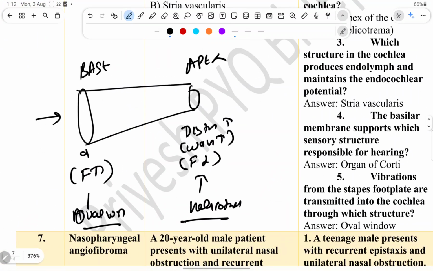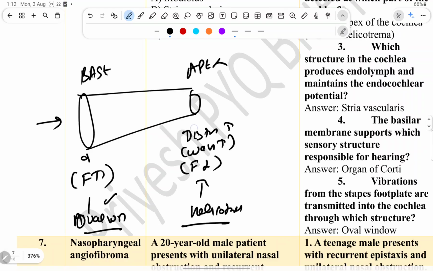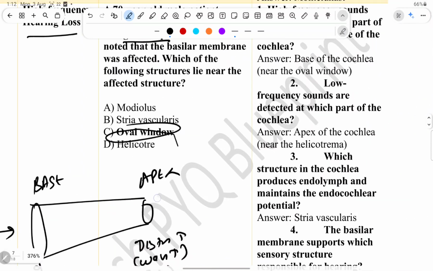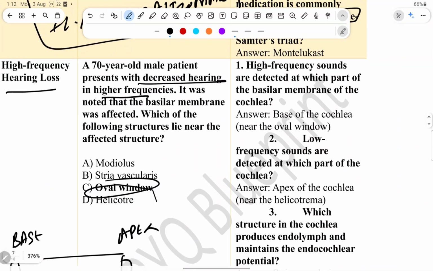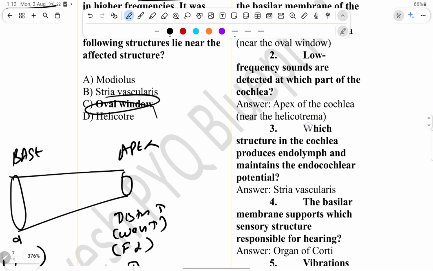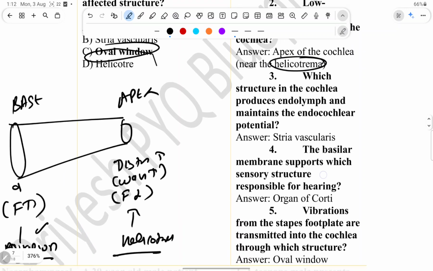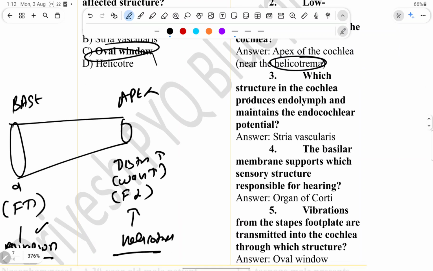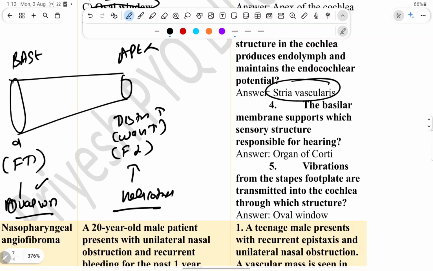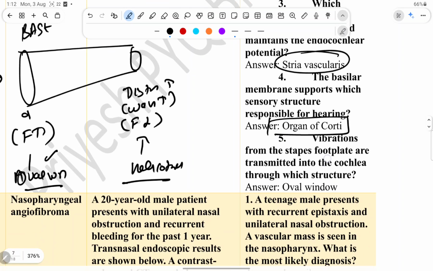Higher frequency sound means low wavelength, near the oval window. So the answer will be the oval window. High frequency sounds are associated with the base of the cochlea near the oval window. Low frequency sounds are at the helicotrema, the apex. Which part of the cochlea produces and maintains the endolymph? Stria vascularis produces endolymph. The basilar membrane supports which sensory structure responsible for hearing? Organ of Corti.